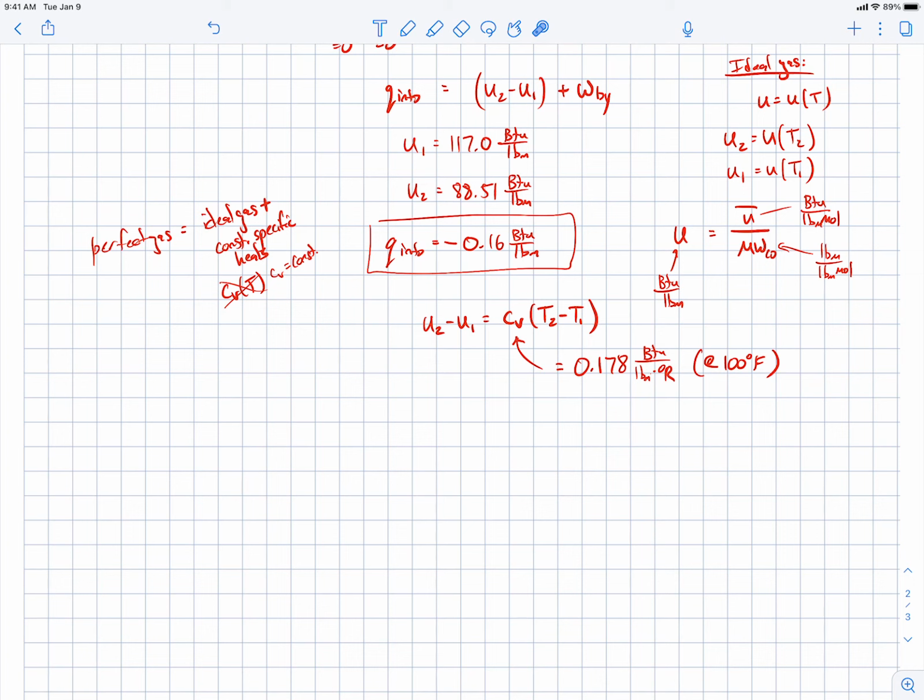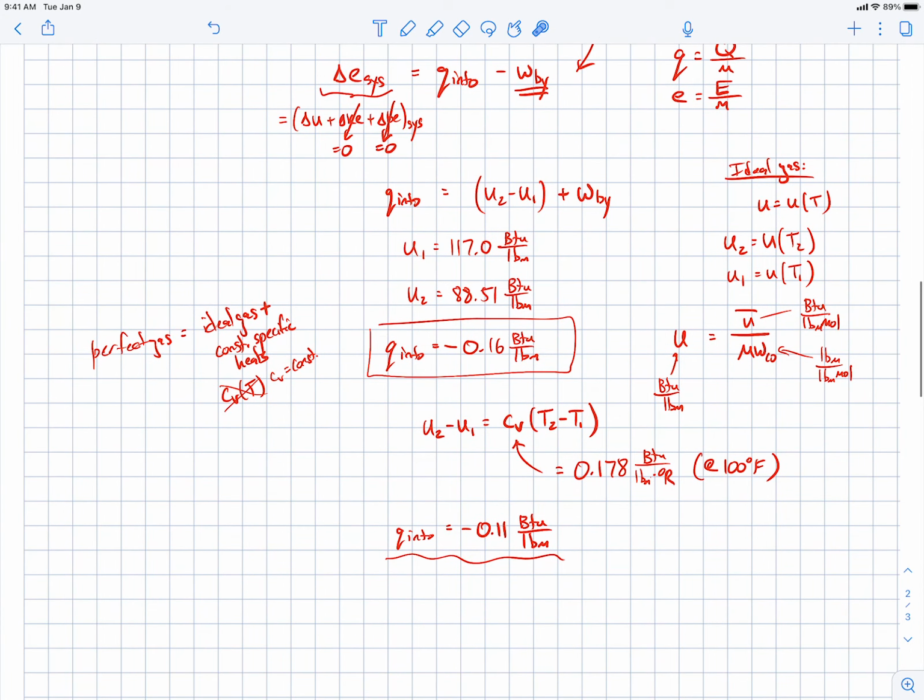So if you make that perfect gas assumption, then you do your calculation, and Q into would come out to be minus 0.11 BTU per pound mass. So it's pretty close to what we calculated using the more accurate tables, but it's not the same. There's some error. Using the perfect gas assumption here, we're off by about 0.05 out of 0.16. That's roughly 1 over 3, so we're off by about 30% here. That's a pretty big error, so that might not be acceptable.